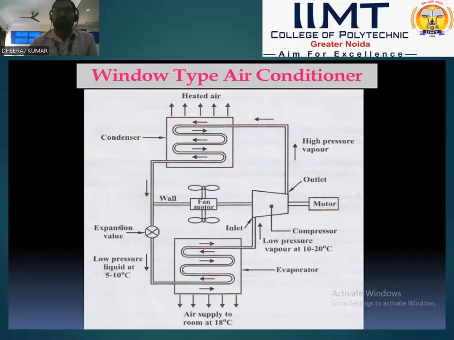The evaporator absorbs the heat inside the cabin by continuously flowing air by a fan. The condenser fan and evaporator fan are driven by a common motor called the fan motor. This cycle is repeated again.